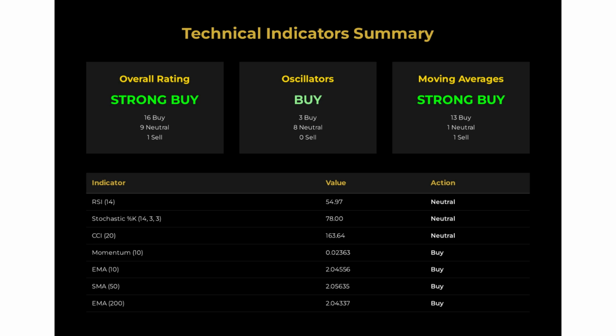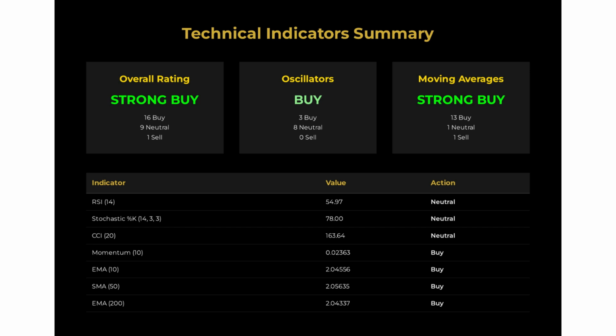Our comprehensive analysis of TradingView's technical indicators reveals a strong buy rating, with 16 indicators signaling buy, 9 showing neutral, and only 1 suggesting sell. Breaking this down further, oscillators display a buy rating with 3 buy signals, 8 neutral, and 0 sell signals. The moving averages paint an even stronger picture with a strong buy rating, 13 buy signals, 1 neutral, and just 1 sell signal.